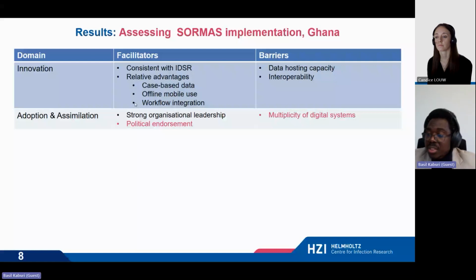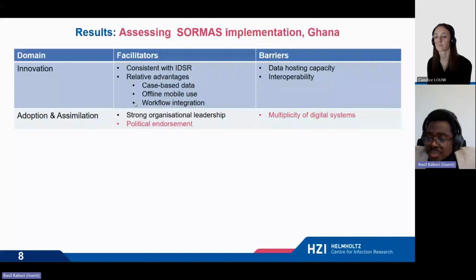So in the adoption phase, particularly before the pandemic, there was a multiplicity of digital systems that were used by various programs in the service. And then this took attention from the workers who were supposed to be using various systems at the same time, depending on the disease they were dealing with. And so that was quite a barrier.